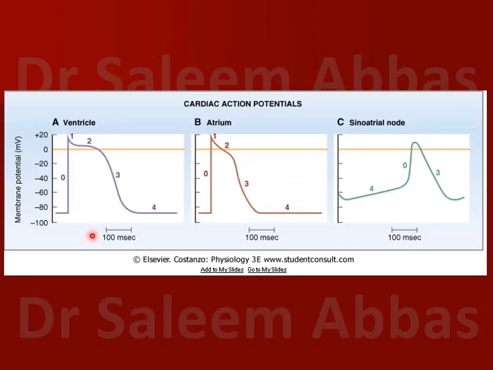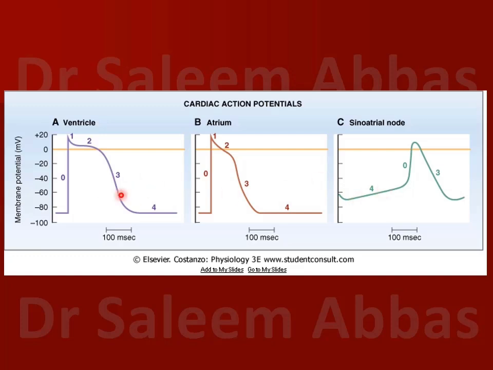If we compare the ventricular muscles with the atrial muscle fibers, you can see the duration of the action potential in the ventricle is longer than in the atrium. In other words, the refractory period of the atrium is shorter than that of the ventricles, though they both have all 5 phases: 0, 1, 2, 3, 4. Plateau is present in both. Phase 2 is present here and here, but the duration is different. Here it is a bit shorter, here a bit longer.